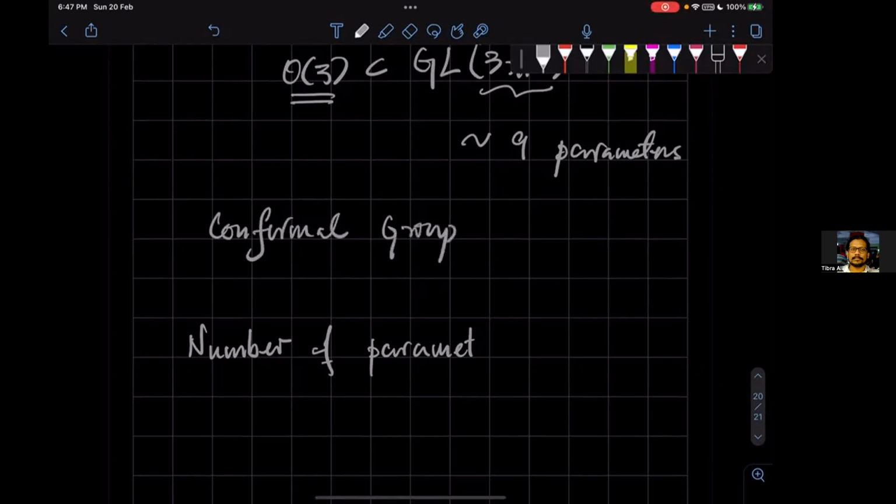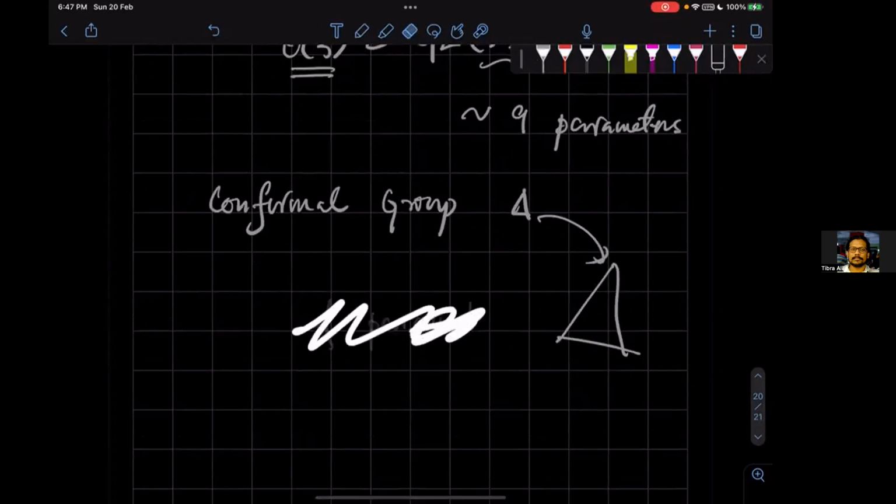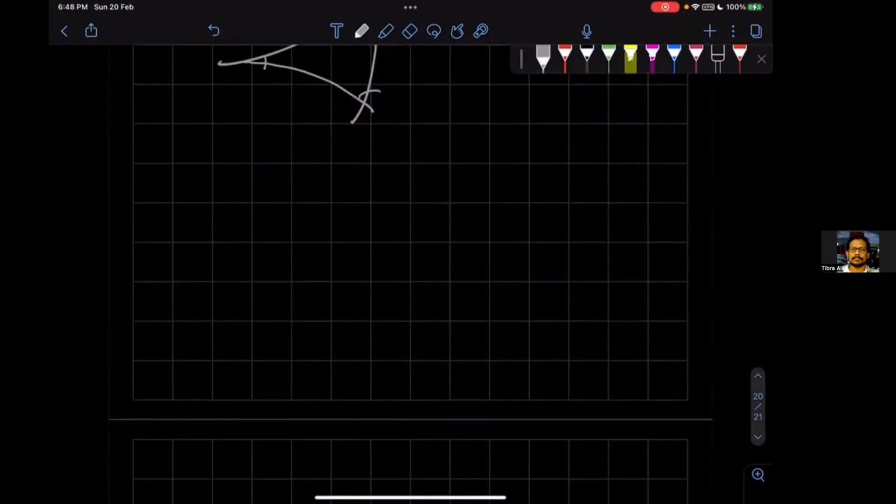So for the conformal group, you can take a triangle and you can scale it to a bigger triangle, right? And that's also allowed. Not just that, conformal groups can be even more crazy: you can take a triangle and turn it into some weird shape like this, but these angles are the same as these angles, okay? All right, so if you ever study the formal aspects of quantum field theory, you will come across the conformal group.